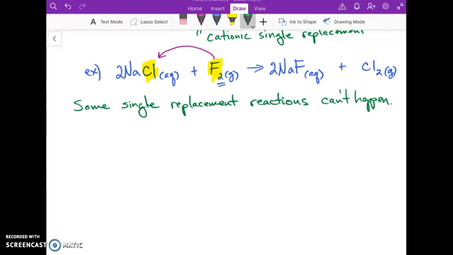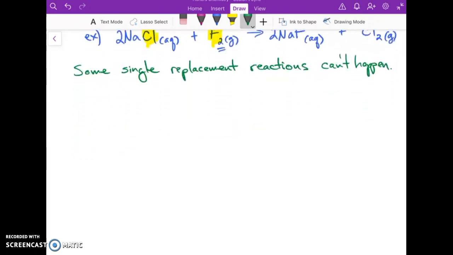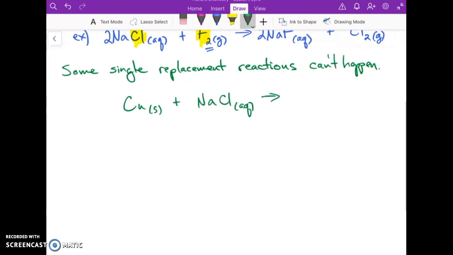And what we mean by that is, let's try a new one. Let's say we have copper, which would be a solid, plus, let's just go back to sodium chloride aqueous. So if I put copper into salt water, essentially is what this is saying, what, if anything, is going to happen? And it turns out that this is a no reaction.